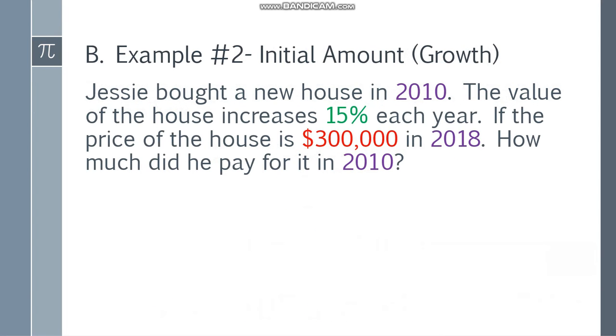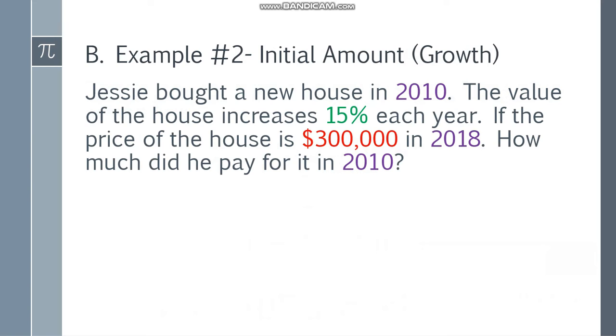Example number 2, what if we are asked to find the initial amount? So let's have the problem. Jesse bought a new house in 2010. The value of the house increases 15% each year. If the price of the house is $300,000 in 2018, how much did he pay for it in 2010?